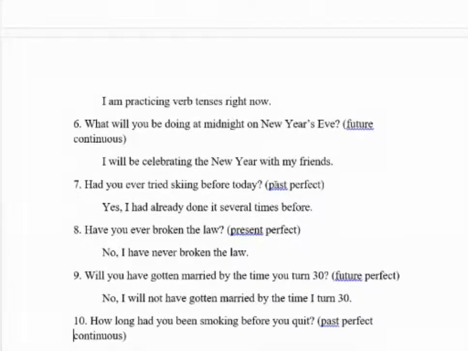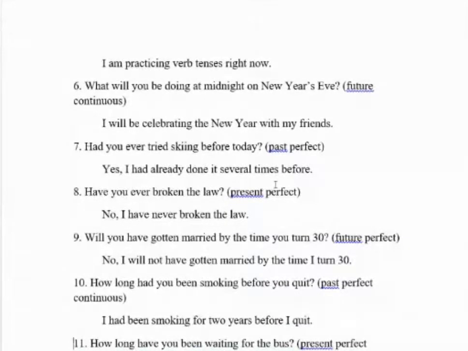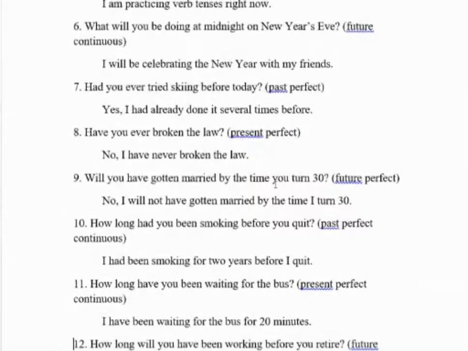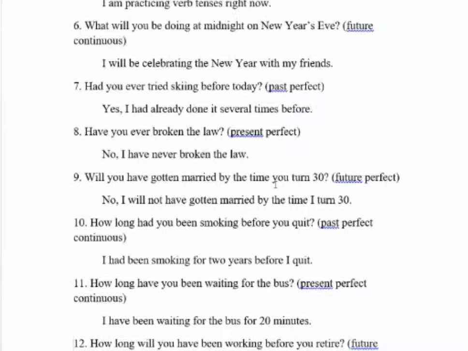Number 7, had you ever tried skiing before today? Use past perfect. Yes, I had already done it several times before. Again, because we are using the past, this is always had, no matter what the subject is, whether it's singular or plural, the same.